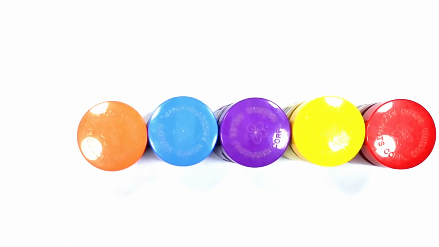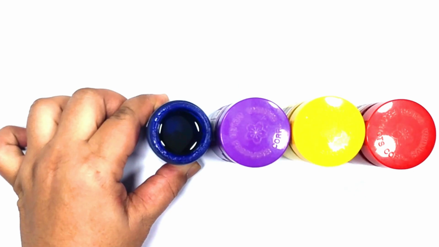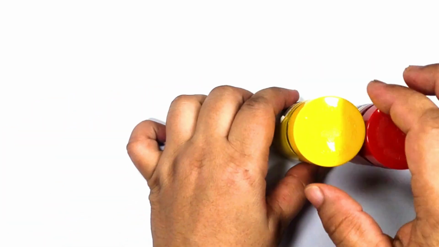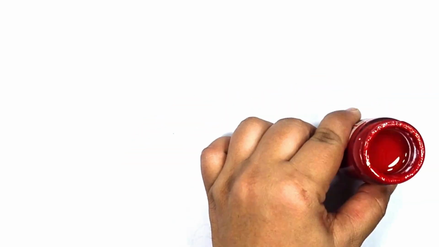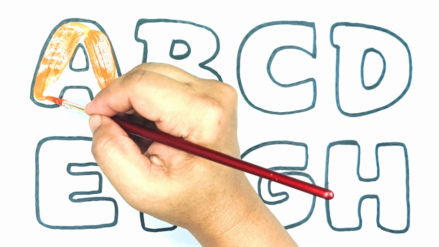Green color. Orange color, blue color. Purple color. Yellow color. Red color. Orange color. A is for alligator.